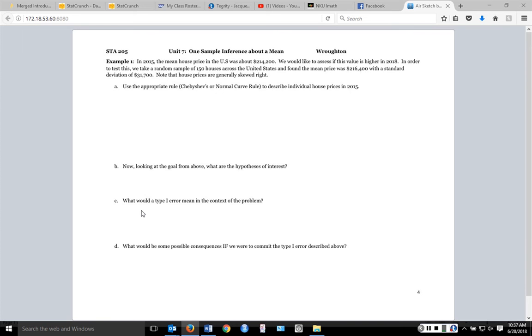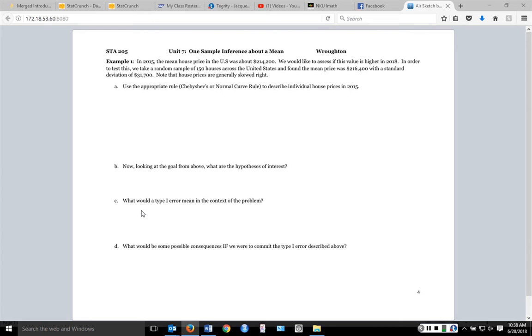All right, so reading through our example, I try to pull out the important pieces as we're reading through it and label any numbers that I can. So in 2015, the mean house price in the United States was about $214,200.